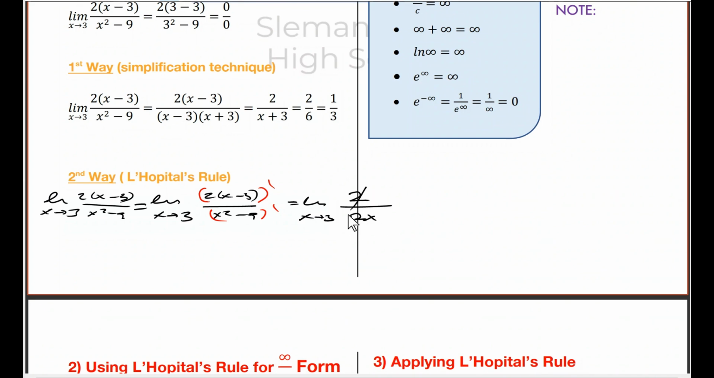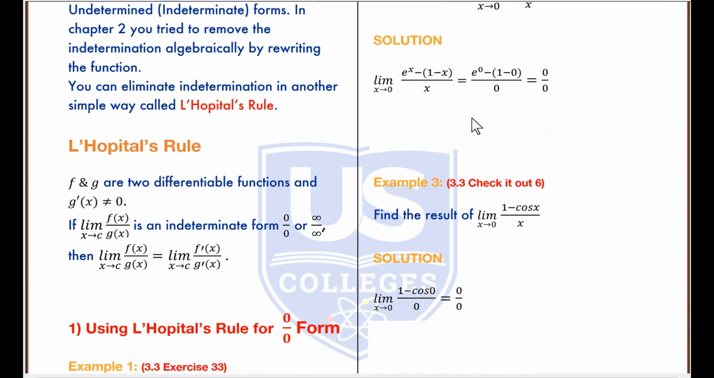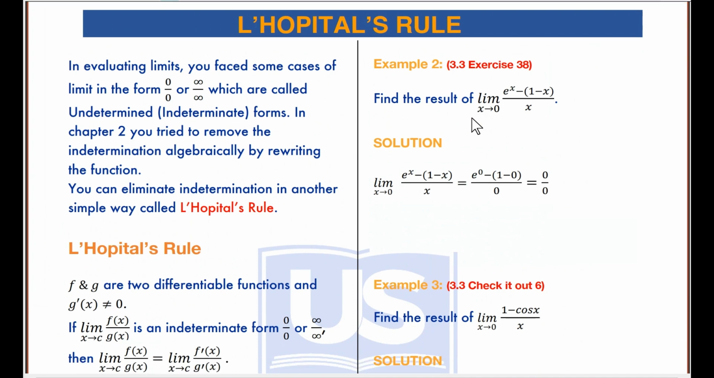Now I simplified my function down to 1 over x. We take the derivative of numerator and derivative of denominator separately and use direct substitution. It will give us the answer. By plugging in 3, I will get 1 over 3, the same result in a much easier, simpler way. Alright, let's take a look at another exercise question.